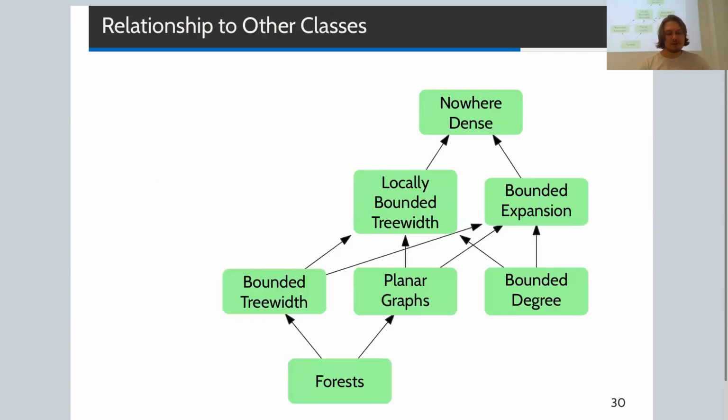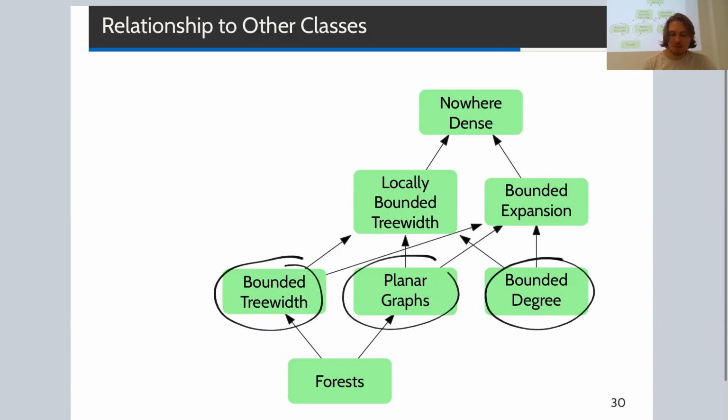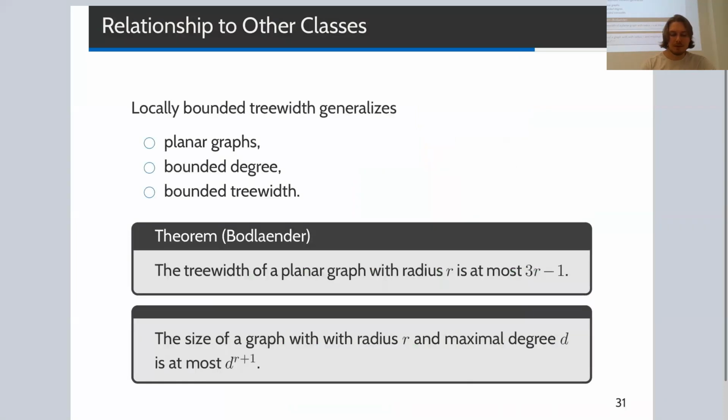And the relationship to other graph classes looks like this. So we saw already that it generalizes bounded tree width, it generalizes bounded degree, and it also generalizes planar graphs. So locally bounded tree width generalizes basically everything that we introduced already. And you can see this like this. So for planar graphs, you can show that the tree width of a planar graph with radius r is at most 3r minus 1. So their tree width is bounded linearly by r, and they have locally bounded tree width.